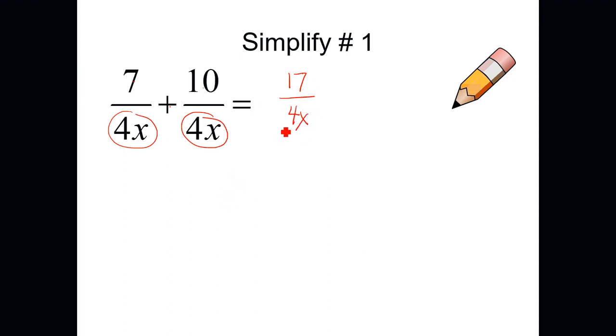Now we would look at this answer and ask, is there anything I can do to this? Can I factor out a 2 and divide it off the top and bottom? Do they both have an x in common? And the answer to that is no. Okay, so this is my single simplified answer.